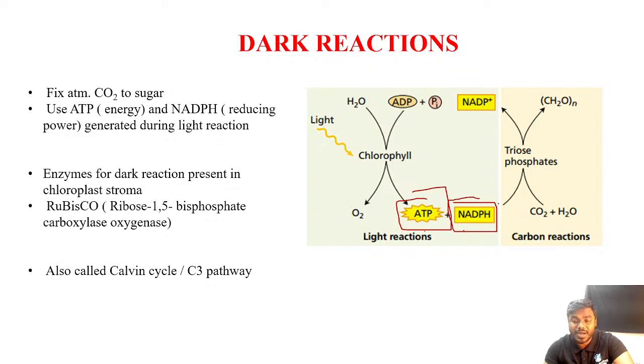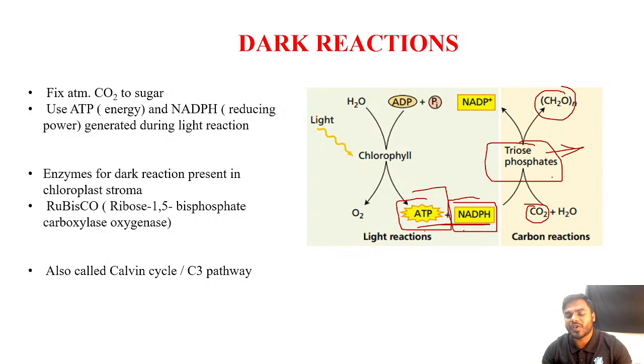Now this ATP and NADPH which we produced in the light reaction, by using these two, the plant is going to reduce the carbon into glucose. Very simple point. My friends, please keep it in your mind: when the plant is fixing the carbon into glucose, the plant never fixes the carbon directly into glucose. Instead of converting directly into glucose, first it produces triose phosphates. Anyway, we are going to read it.